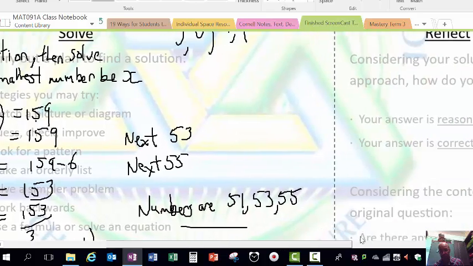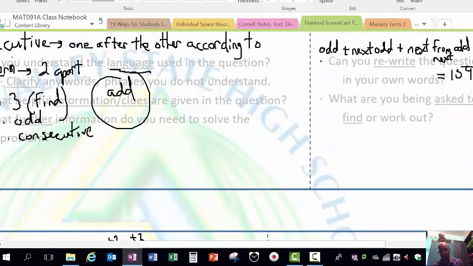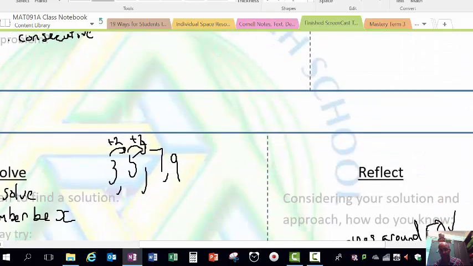So we're ready to look at the reflect. That is reasonable based on, yes, around 50. The numbers are around 50. Yes, they are reasonable. Is it correct? We can check that. We can check the reasonableness of our answer by checking, because let's see if it works. The question said, if we look at the top, consecutive odd numbers add to 159. What are the three numbers? Well, let's see if they add to 159.